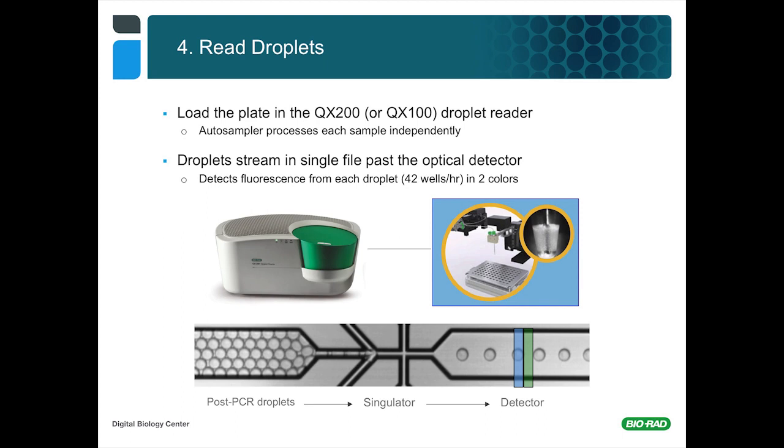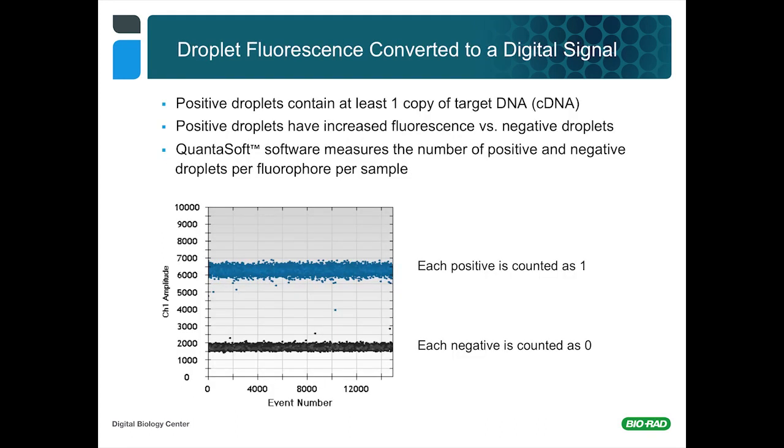The plate is then placed in the droplet reader, which is essentially a droplet flow cytometer. It auto-samples each well one at a time, draws up the sample, and then runs the reacted droplets single file past a detector shown in the lower part of the slide, and you can see the droplets going single file past a 2-color detector where either a FAM signal is detected in a droplet and or a hex or a VIC signal is detected.